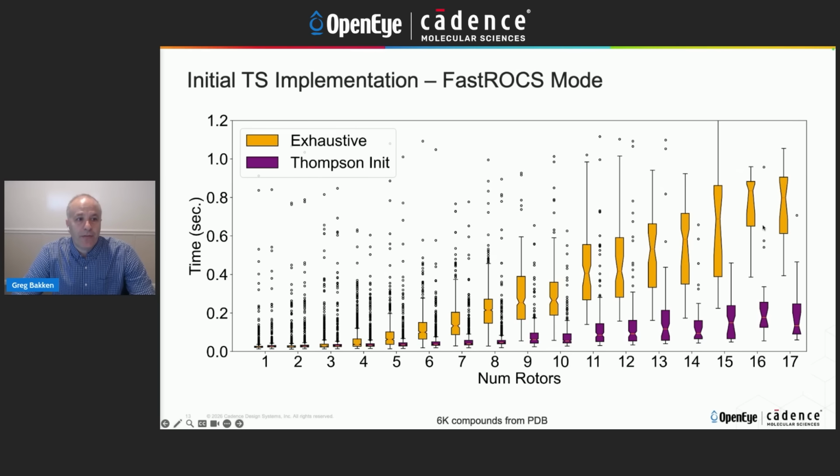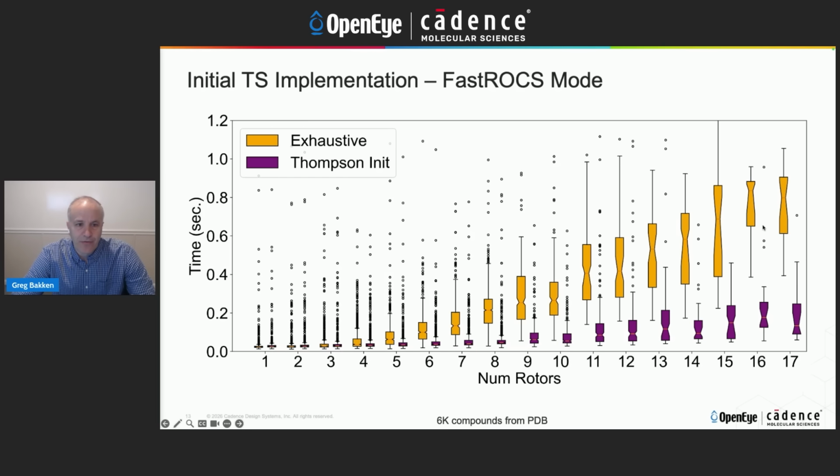So this is a plot looking at the speed of conformational ensemble generation for FastROCS mode. On the y-axis, we have the time for conformational ensemble generation in seconds. And on the x-axis, we have the number of rotatable bonds in the structure. So here we're comparing exhaustive sampling with our initial implementation of Thompson sampling. And what we can see is with Thompson sampling, we're generating our ensembles in less time, and there's not significant variability in time among compounds with the same number of rotatable bonds. So we're getting nice tight bands there.